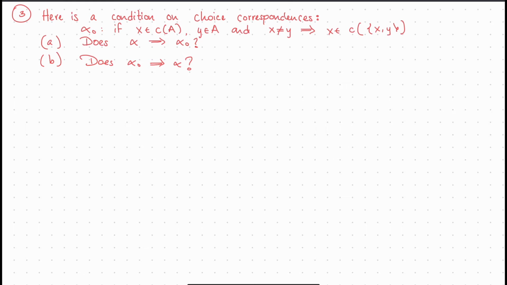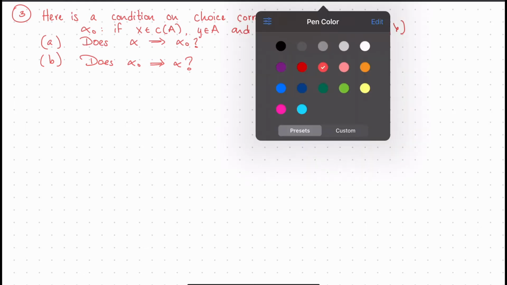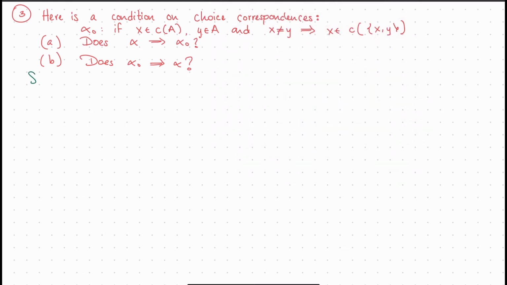So remember, the alpha they're talking about right here is actually sen's alpha. Let's recall the sen's alpha condition. This means if x is in the choice correspondence and x is in a subset of A, then it must hold that x is in the choice correspondence over B. Okay, and let's show A.